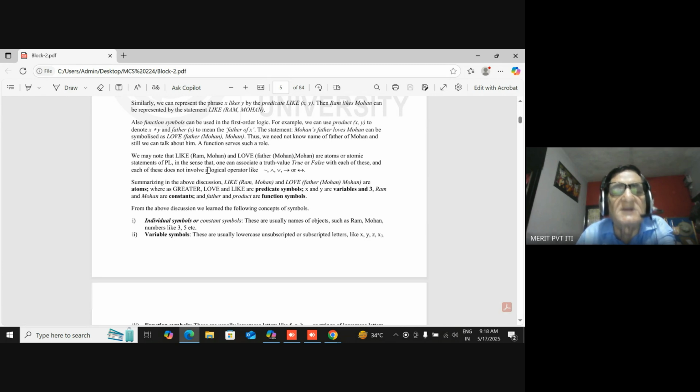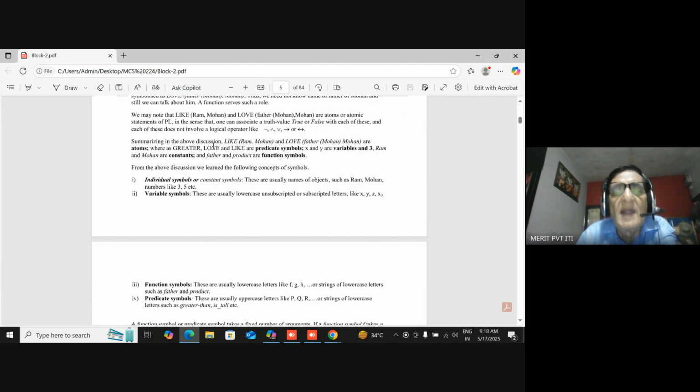Summarizing the discussion, like Ram Mohan and love Father Mohan Mohan are the atoms. Love and like are the predicate symbols. X, Y are the variables, and 3, Ram and Mohan are constants, and father and product are function symbols. So these are now the definitions of all the symbols, constants, and all that.